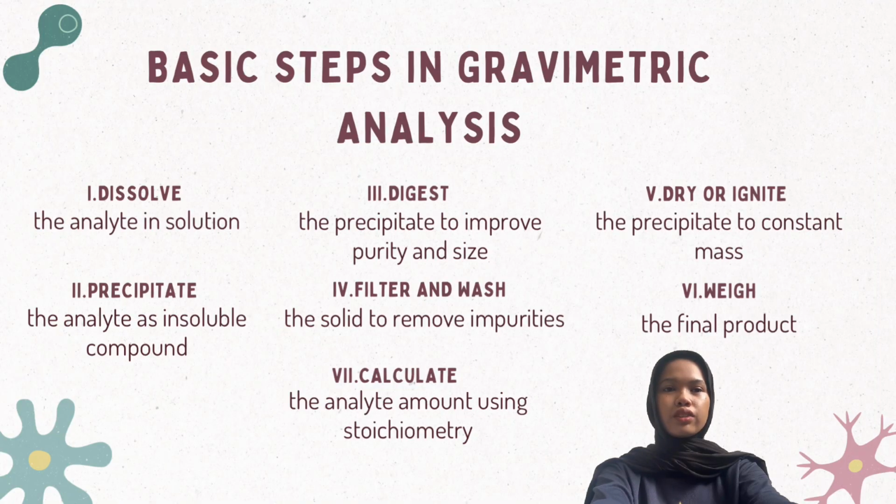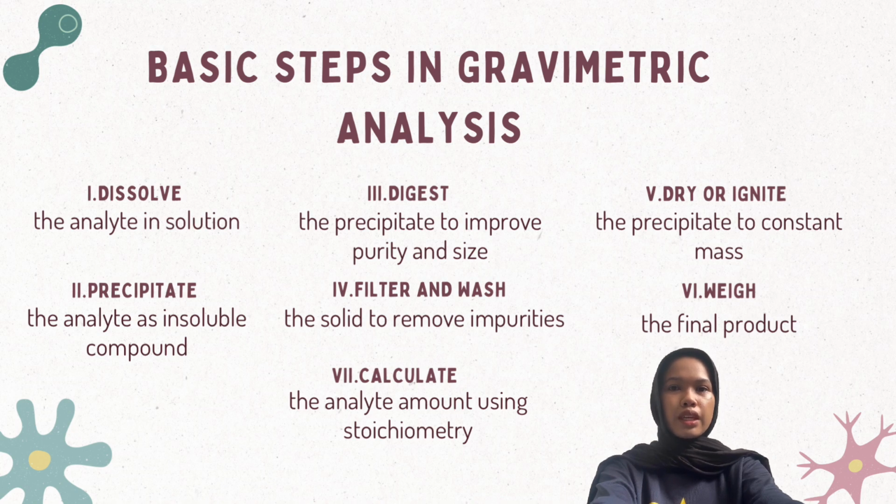Now, let's take a look at basic steps in gravimetric analysis. There are 7 basic steps. First, dissolve the analyte in solution. Second, precipitate the analyte as insoluble compound. Third, digest the precipitate to improve purity and size.